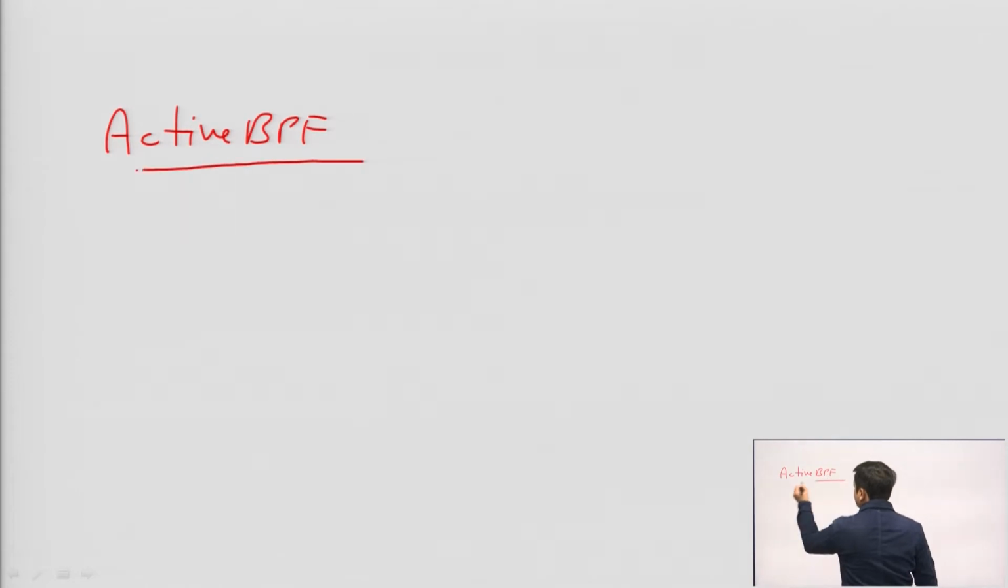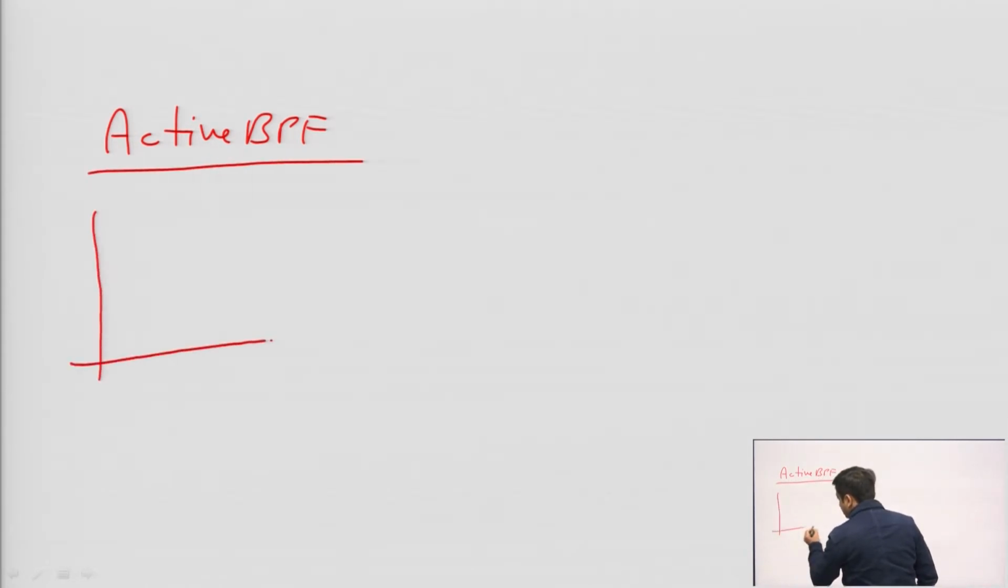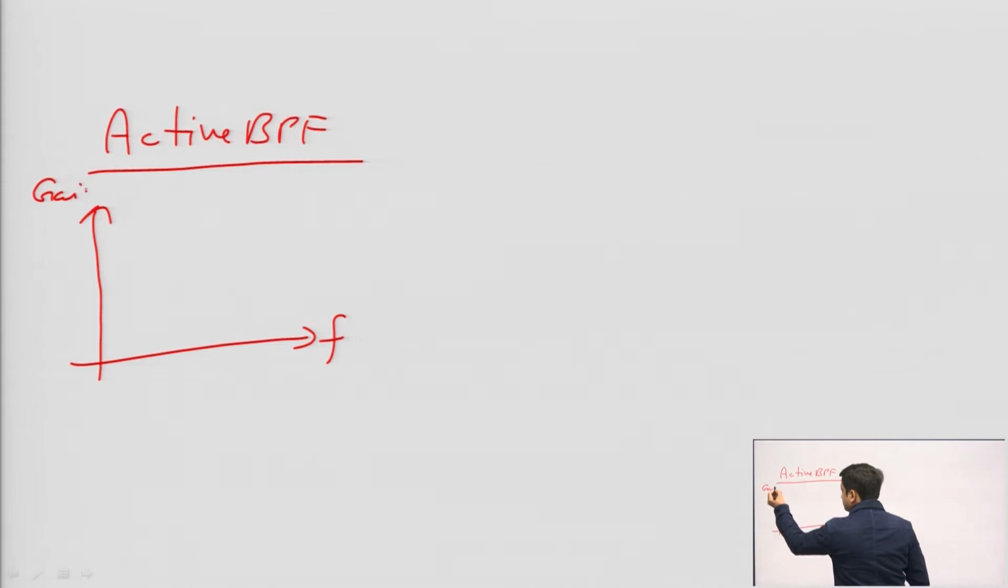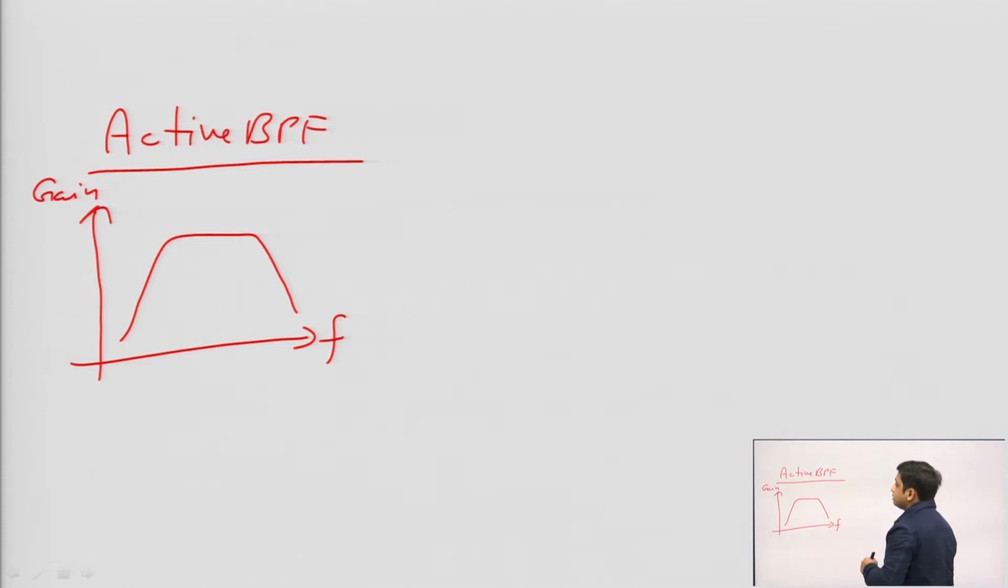So, before starting the active band reject filter, let us go through the active band pass filter, which I had discussed in the last class. In case of active band pass filter, when we draw the frequency response, that is between gain and frequency, the response is like this. Fine. So, active band pass filter passes a particular band of frequency and rejects the remaining frequency.